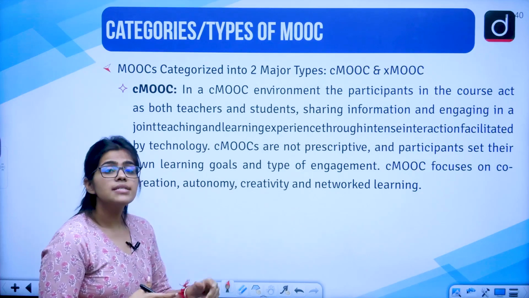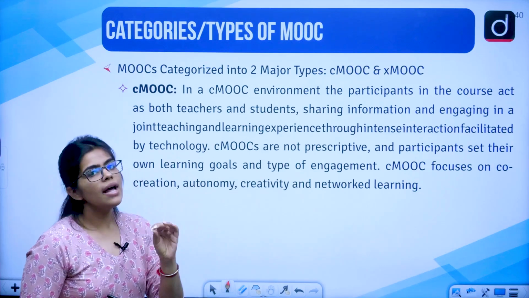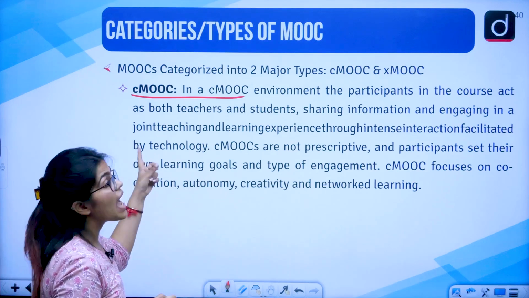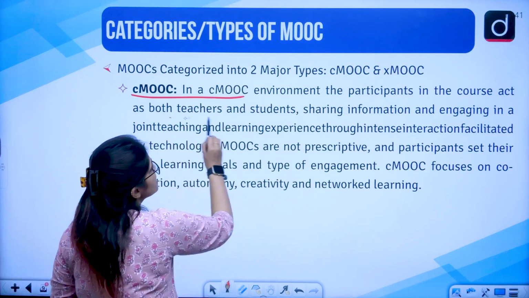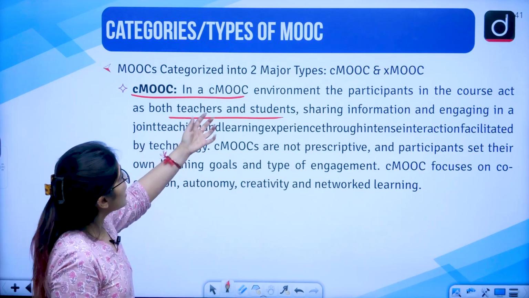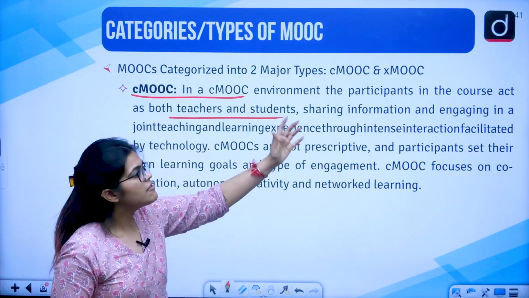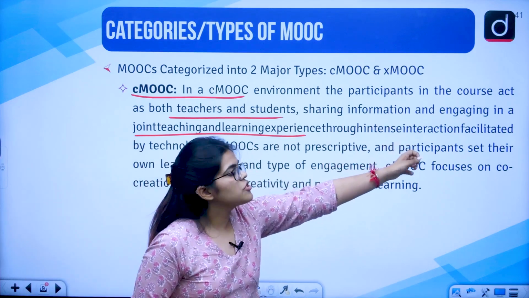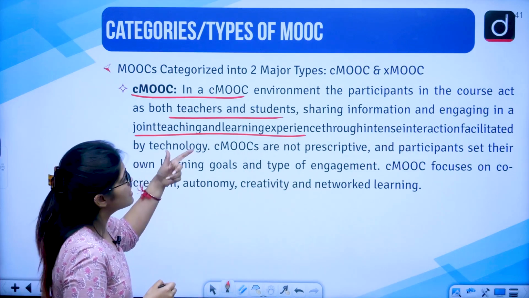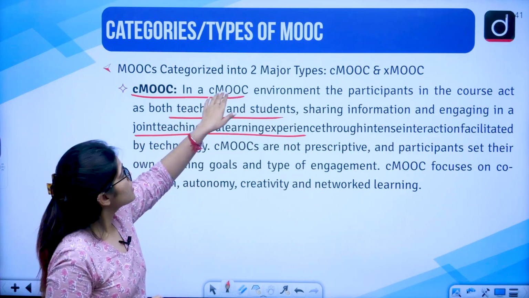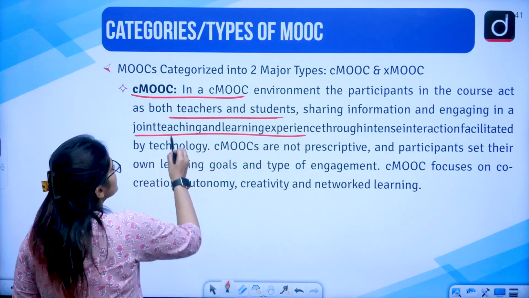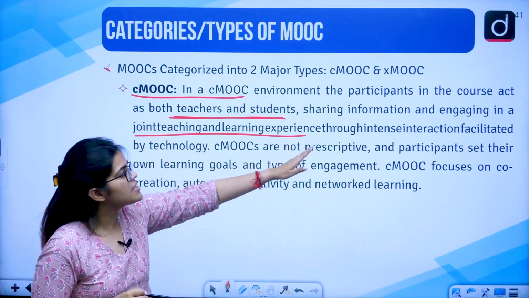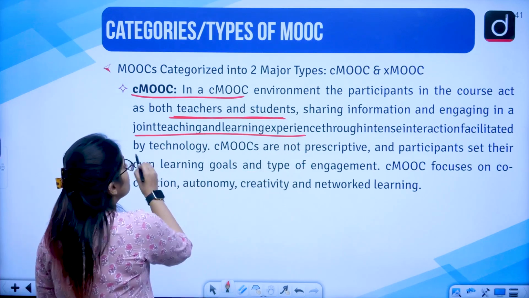So the MOOCs can be categorized into two broader categories. You have C MOOCs and X MOOCs. A C MOOC is a MOOC where the environment and the participants in the course act as both the teacher and the students. So they participate together. All the environment is created in such a manner that sharing information and engaging in a joint teaching-learning experience through intense interaction is facilitated. The word is joint. I will read it again. In a C MOOC environment, the participants in the course act as both teachers and students, sharing information and engaging in a joint teaching and learning experience, and intense interaction is facilitated by technology.